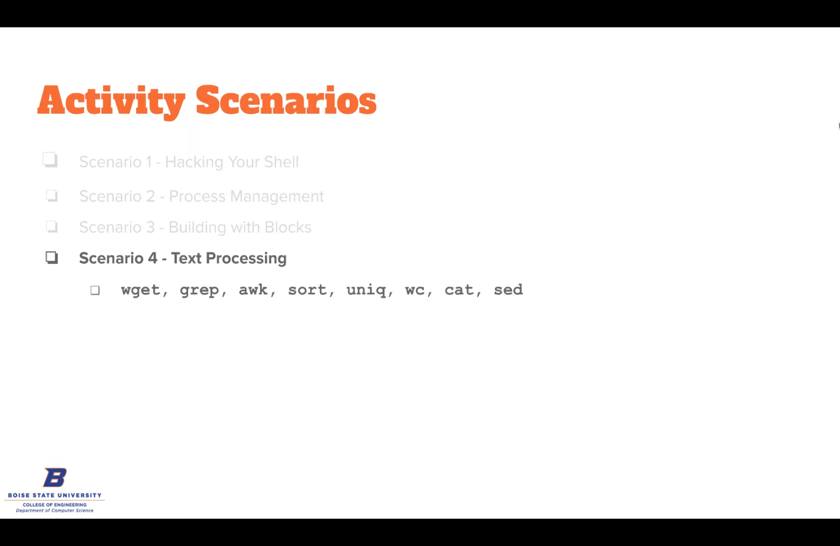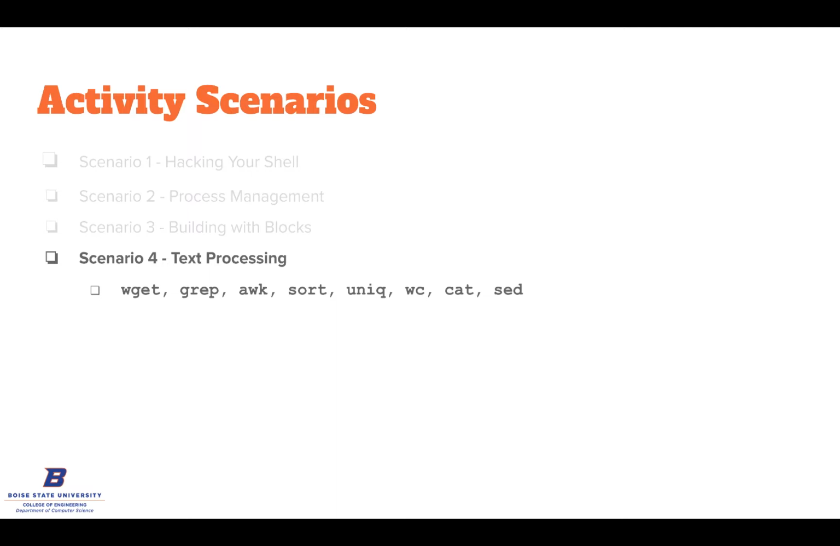In scenario 4, text processing, you're going to use a lot of the same tools that you used in previous scenarios. A new one is going to be wget because you're going to have to download a file from the internet. You actually saw this in previous modules. You're going to use grep, which we saw. We're going to use awk. We're going to use sort, which will sort output.